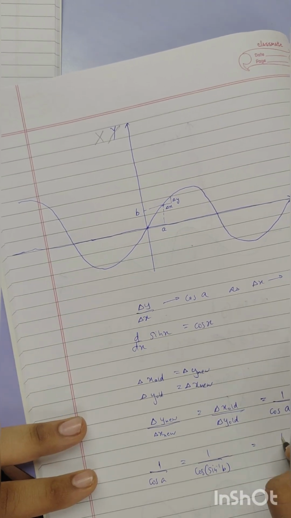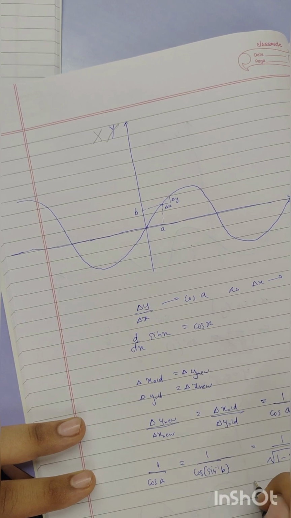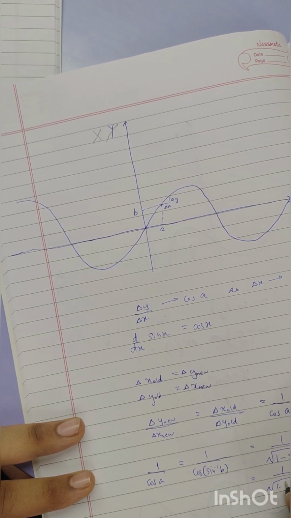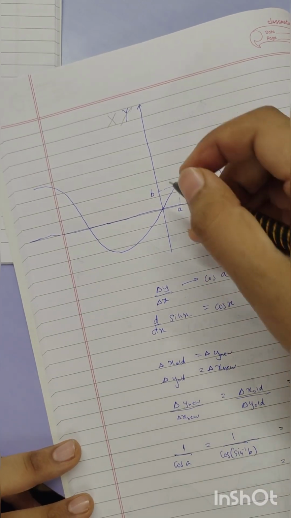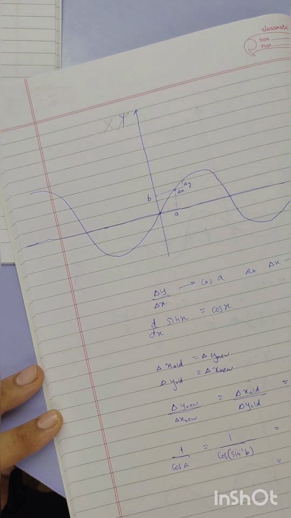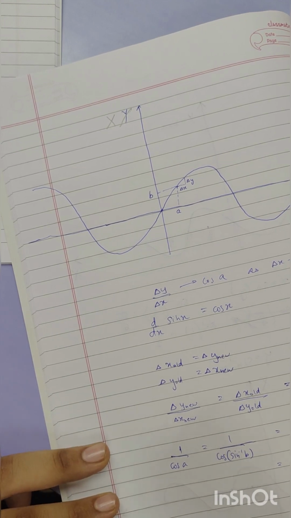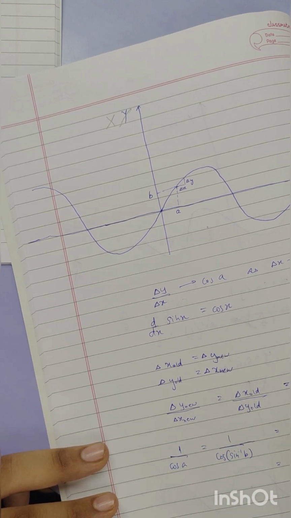This can be further written as 1 upon root of 1 minus sine square of sine inverse of B, which will be equal to 1 upon root of 1 minus B square. Thus the slope at point B on the graph y equals sine inverse of x would be 1 upon root of 1 minus B square. In this way, you can find the derivative of the inverse of any graph if you know the derivative of the original graph. Thank you.